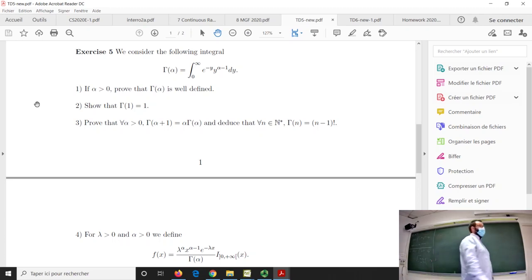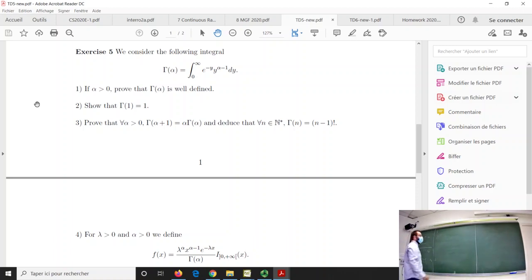Okay? So here it's very basic. If you do not want to use this result, just compute the primitive of exponential minus y, that is just minus exponential minus y, and compute the integral. But here it's not necessary to use the primitive. I can simply use what I know from the course. So nothing more to say with this question. Gamma of 1 is equal to 1.